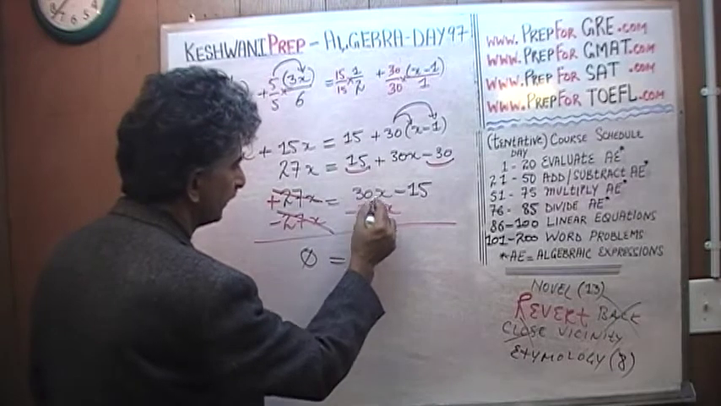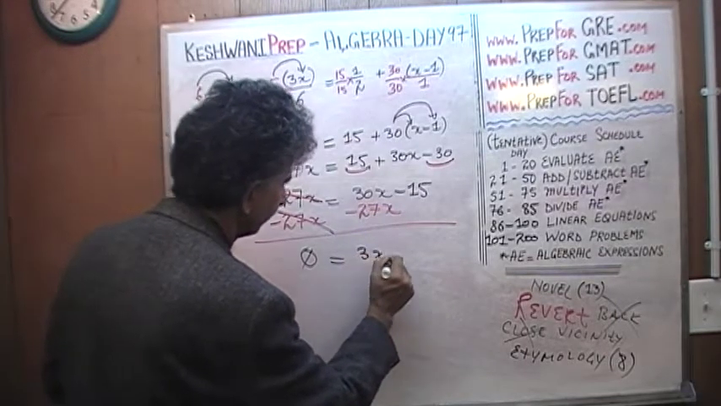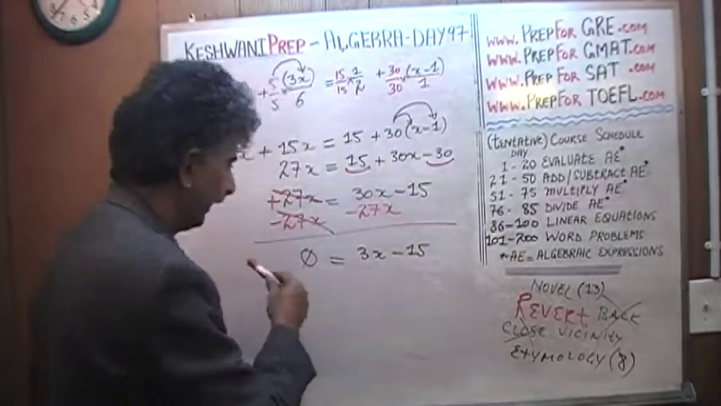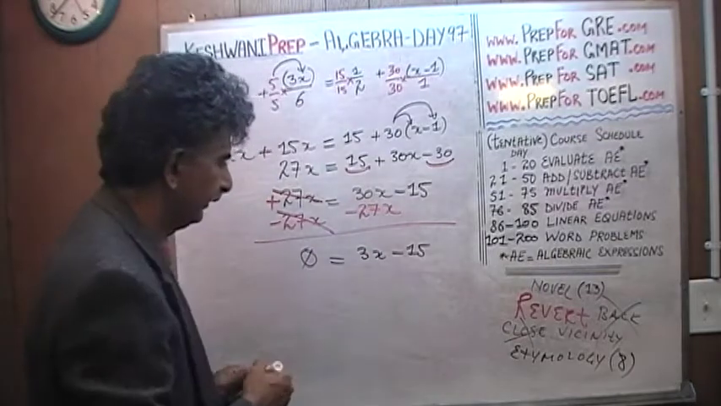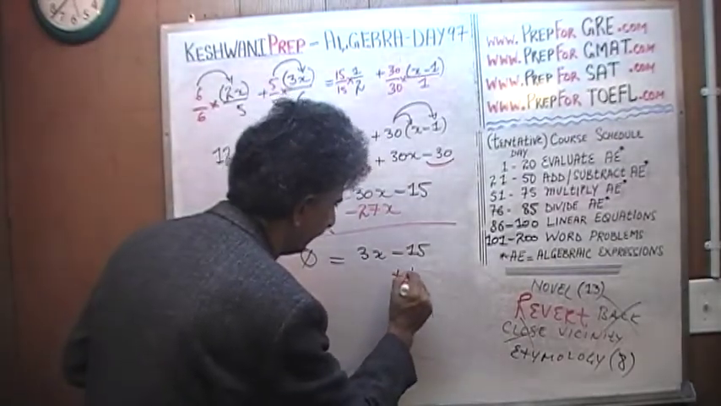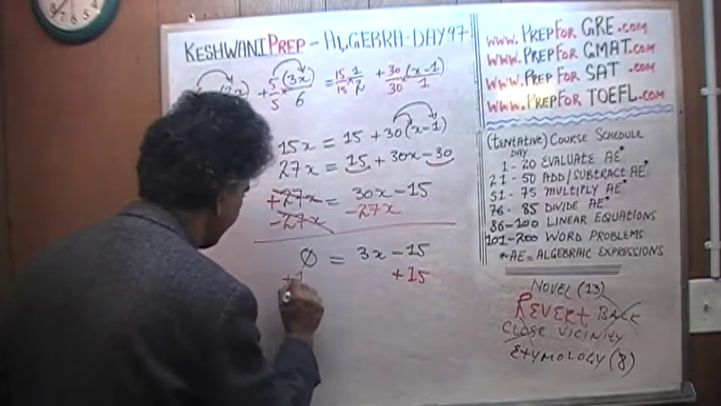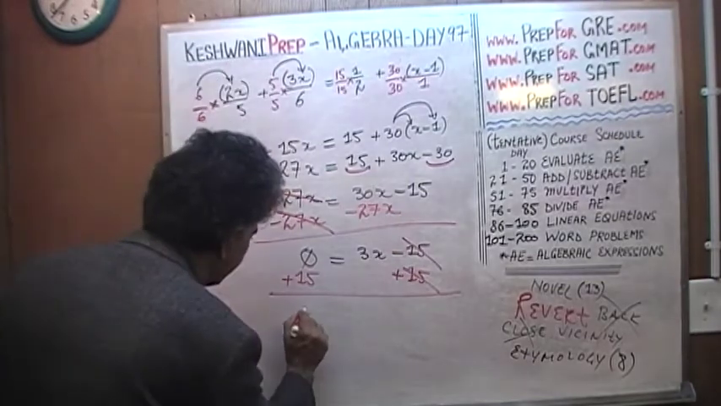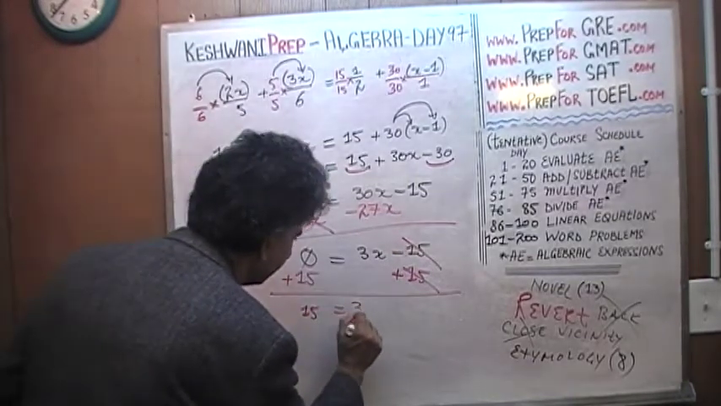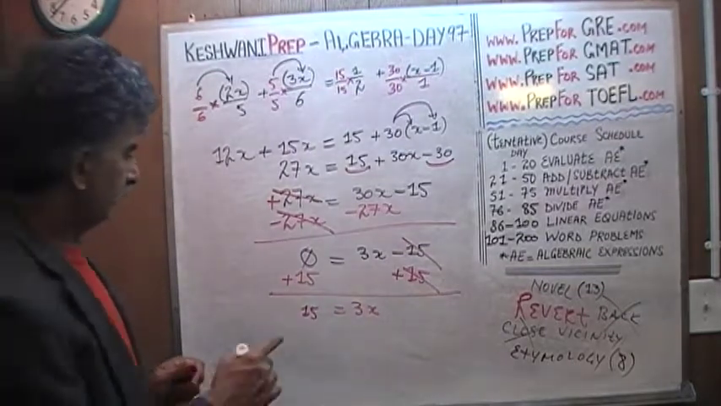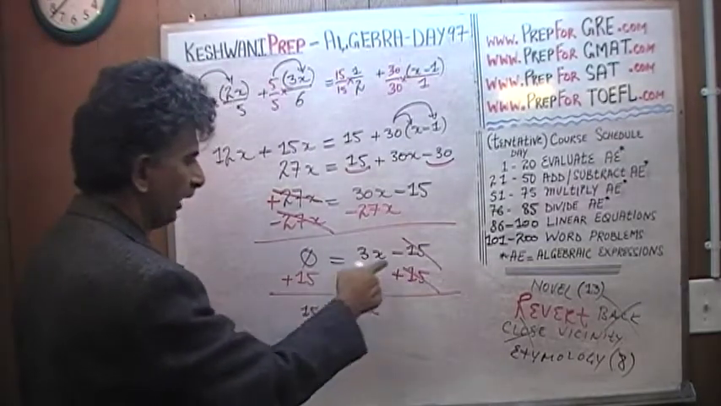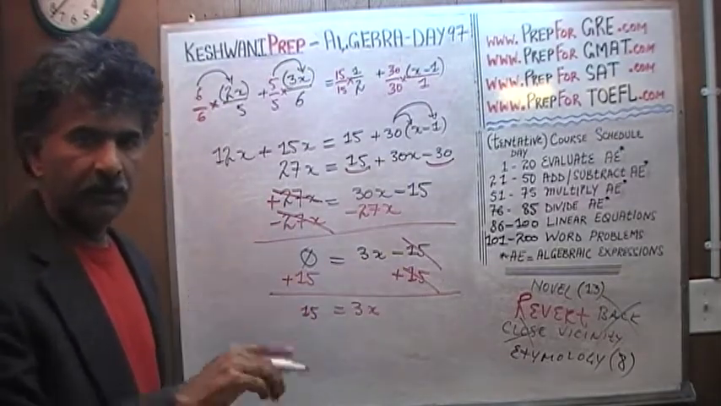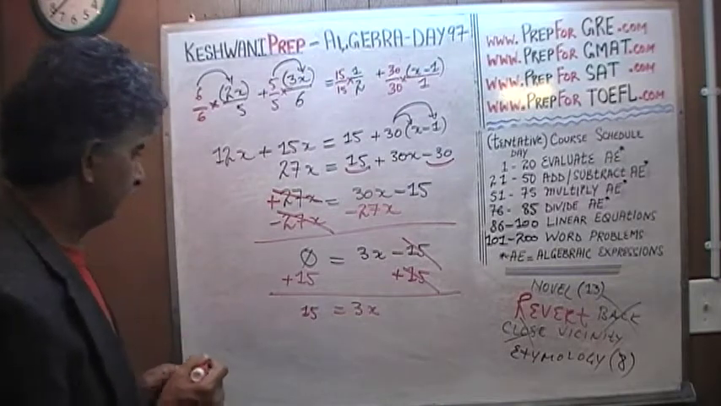0 equals 30x minus 27x, which gives us 3x minus 15. Let's bring this 15 on that side. What does that mean? It's just another fancy way of saying let's add positive 15 to it. So negative 15 and positive 15 cancel out, and here we end up with 15 equals 3x. We brought this negative 15 on this side, and by virtue of crossing the equal sign, the negative becomes positive. When you cross the equal sign, the signs switch.